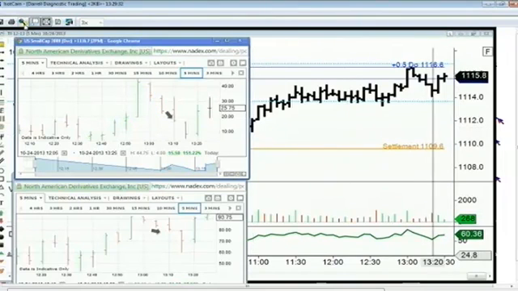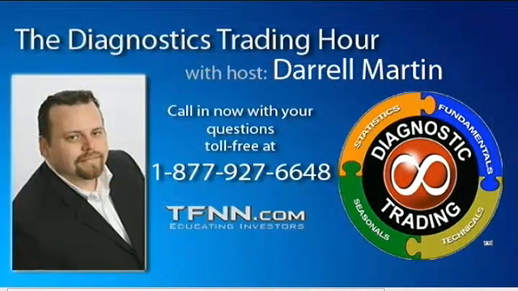So we'll talk about what the max possible risk is when we get back, if you just left both of them on until expiration. So stay right there, and we'll be right back.